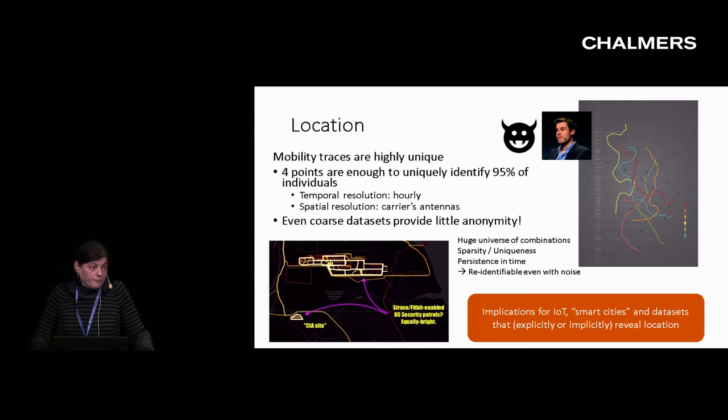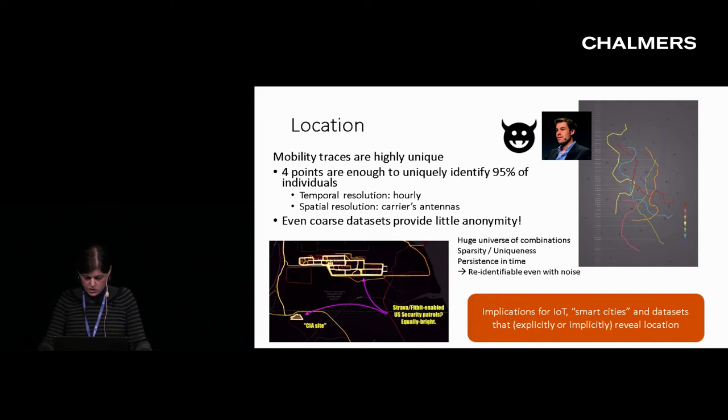Basically, the issue here is that we have many characteristics, a huge universe of combinations. We have sparsity and uniqueness, meaning that each of us has a subset of these combinations that is distinct and unique. We have persistence in time very often, like with location. You don't change your routine every day unless you're a spy and then you take a different route to go to your job, but normal people take the same route. So there are many instances in which this information can be collected. There are many opportunities for collecting it, and it will stay the same. And that means that these data sets are re-identifiable even with noise. Even if you perturb a little bit, it's very difficult to really achieve good security.